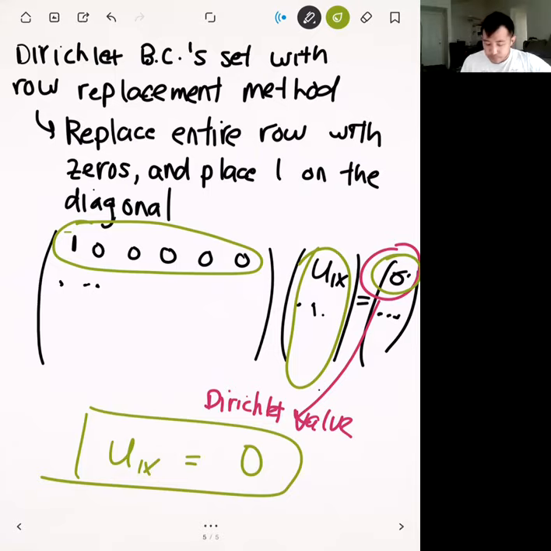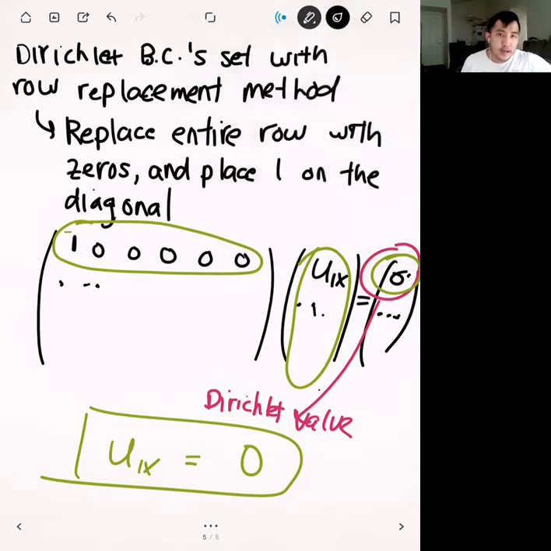Okay. And so for everything in our structural problems, we're going to use a Dirichlet value of 0, because the only Dirichlet condition that we're dealing with is a fixed condition, which sets the displacement equal to 0. But for other problems that we'll see later, like heat transfer or fluid mechanics, we'll set the actual value for the Dirichlet value to be something else. Okay. And so that's the row replacement method.